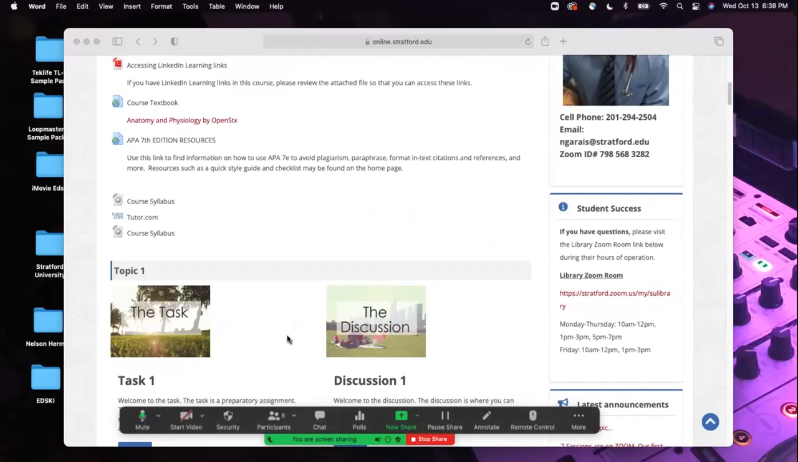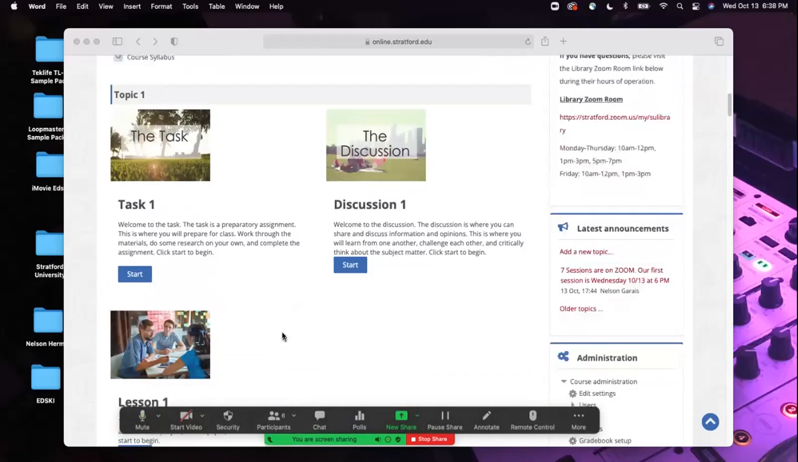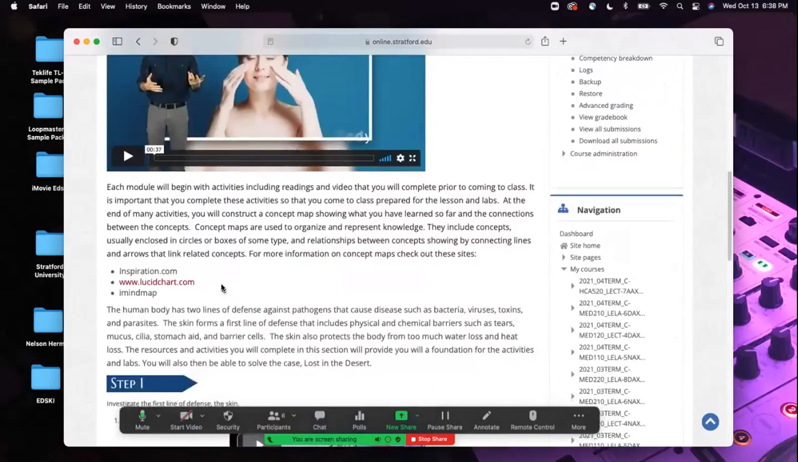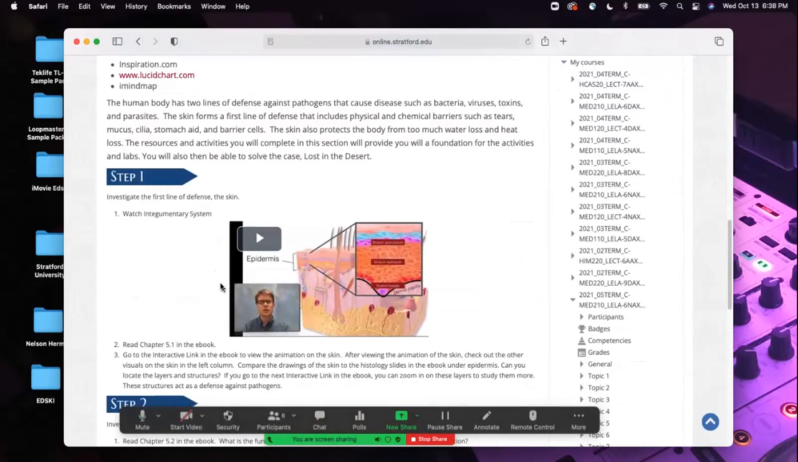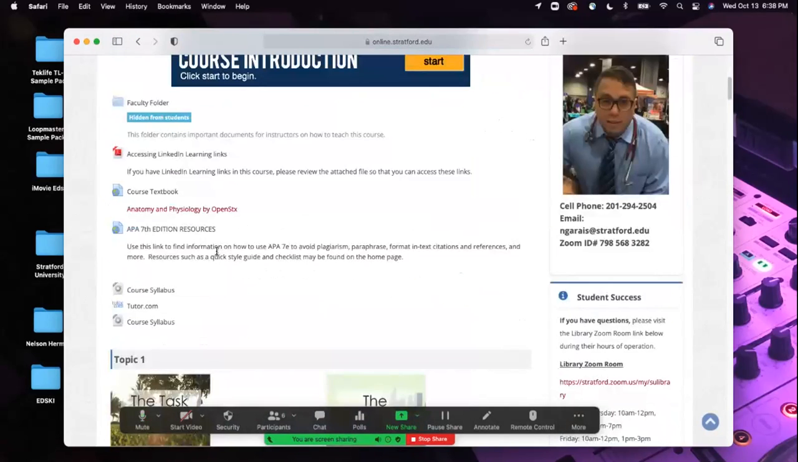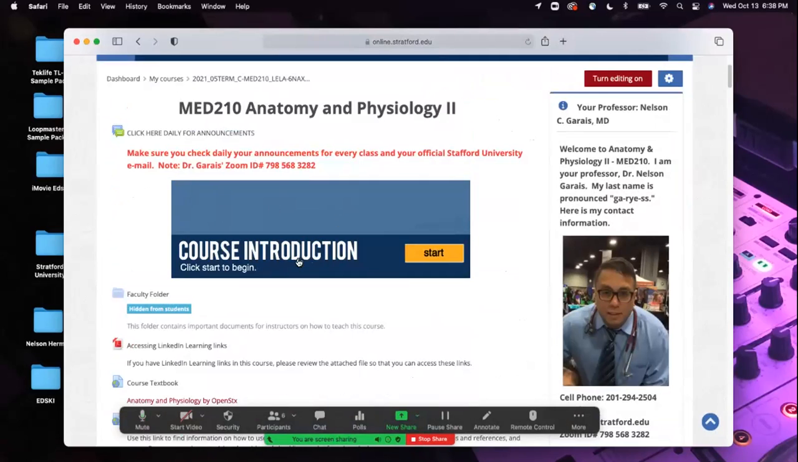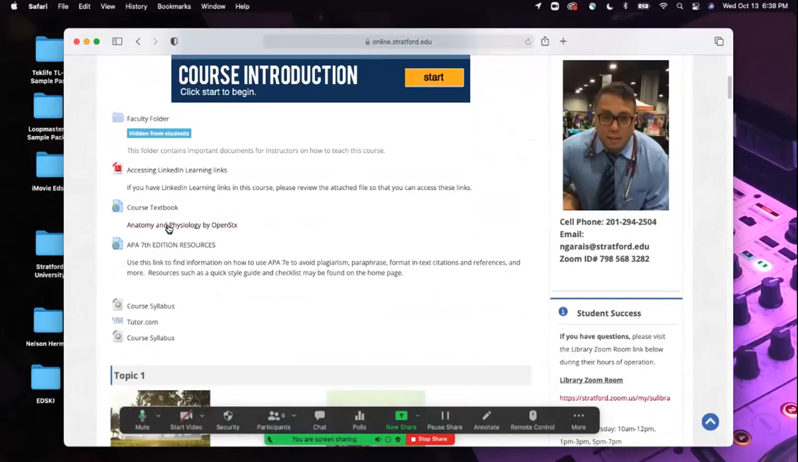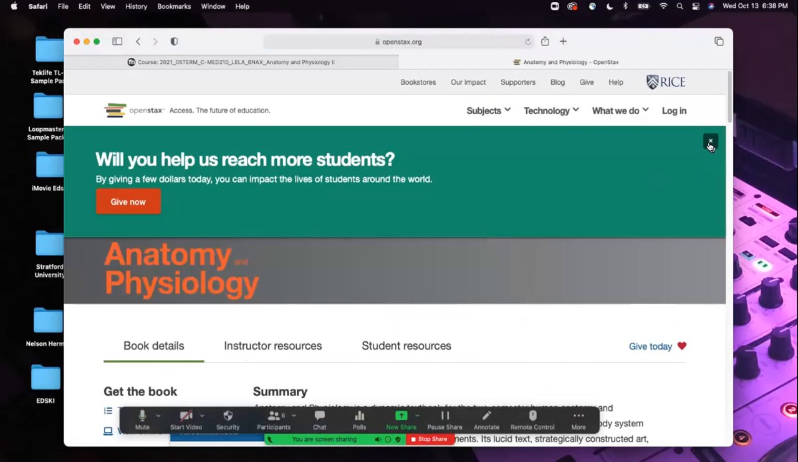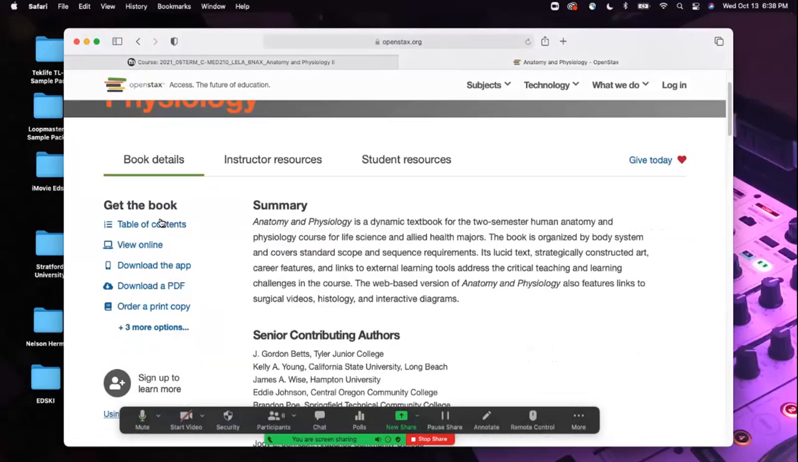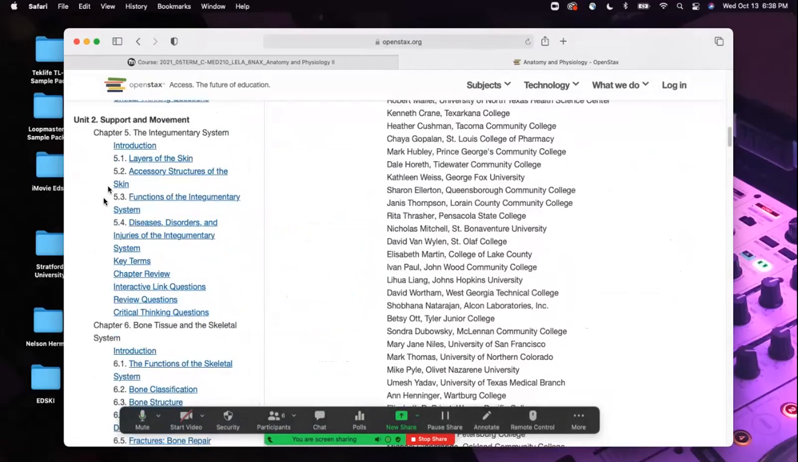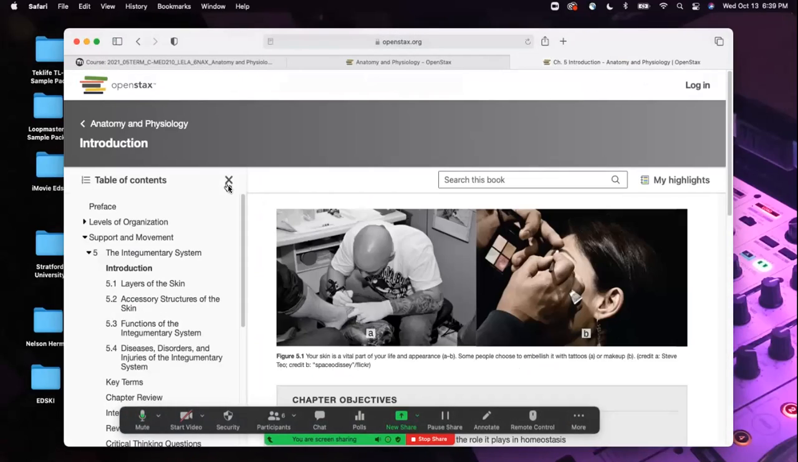So without further ado, if no one has any questions, let's jump right in and go into the integumentary system and body defenses and protections. And that is chapter 5.1. So I want to go to chapter 5.1. I go to the main page, right? I go down and I click on Anatomy and Physiology by OpenStax. I click on that. I don't want to give them money. It's free. Table of contents. I scroll all the way down to 5. And that's where we are.